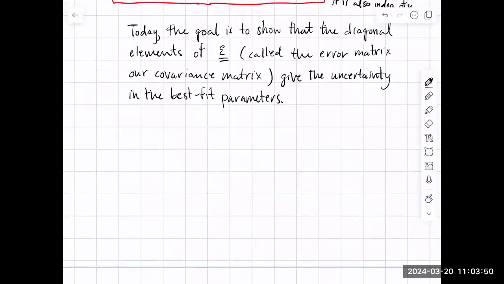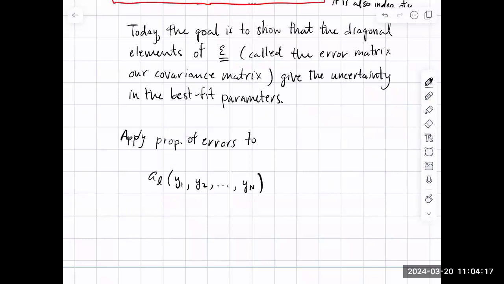So what we're going to do is apply the usual method of propagation of errors to AL. AL is just going to be one of our coefficients that we've determined from this best fit, and it's going to be a function of all of the different measurements of the y values. And so we're going to have to take partial derivatives of this AL with respect to y.